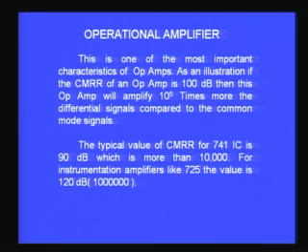Right. I have given a typical example on the screen. If that op amp CMRR is about 100 dB, then it corresponds to 10 power 5. For every 20 dB there will be a decade, and so 100 dB will have 5 decades, and therefore it will be 10 power 5. Therefore, the differential voltages will be amplified nearly 10 power 5 times more than the common mode signals. That is what it says. The CMRR of 741 is 90 dB, which is more than 10,000.